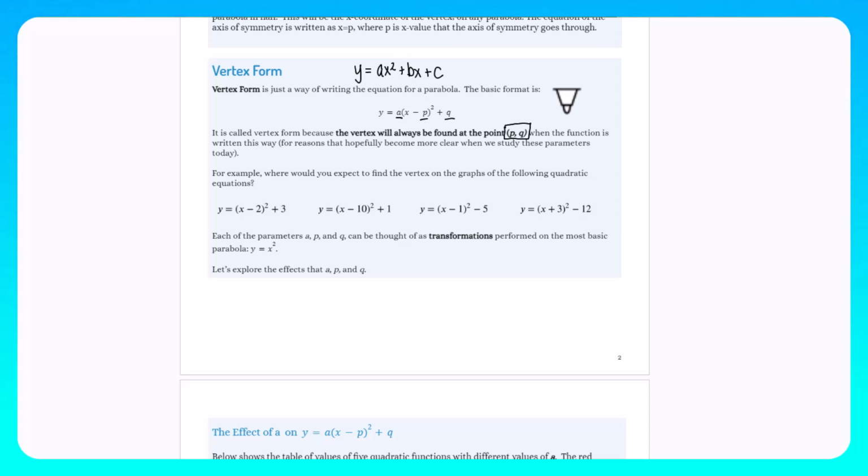So knowing that, I want you to take a moment, pause the video, and see what you think the vertexes of these four functions are.